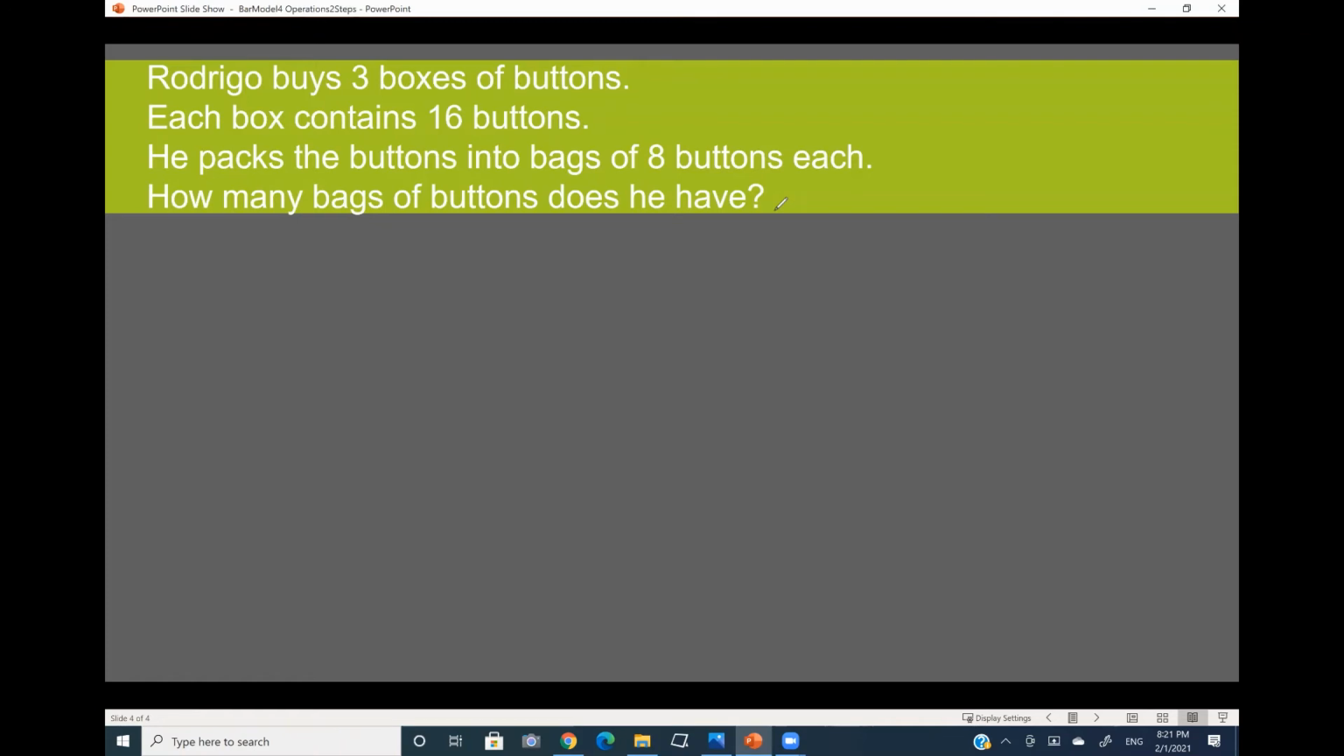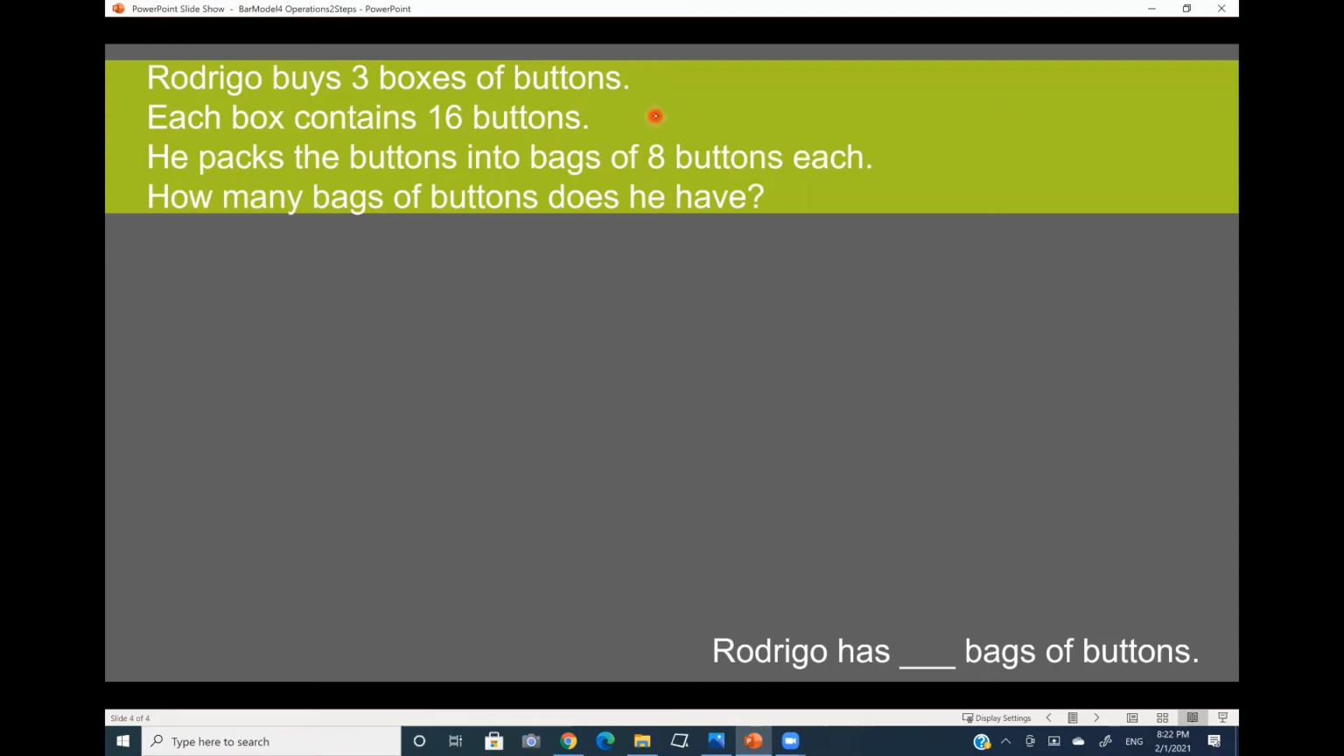Now remember that we have to focus on the question. The question says, how many bags of buttons does he have? And I know that my answer statement is going to read, Rodrigo has blank bags of buttons. Now, to be able to solve the problem, I'm going to focus and read sentence by sentence, and I'm going to be representing each part of the sentence with a bar model.